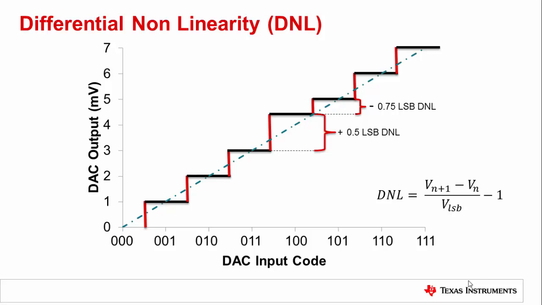Intuitive methods of understanding and applying DNL are considering monotonicity and a DAC with no missing codes. If DNL at any given transition is less than or equal to -1, the DAC is referred to as non-monotonic. If DNL at any transition were greater than or equal to 1, it may mean that the DAC has missing codes. Generally speaking, all of our DACs are monotonic and have no missing codes.